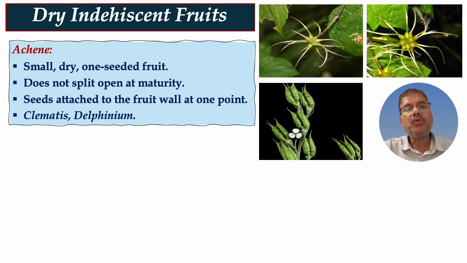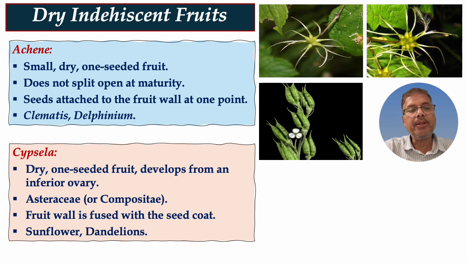Dry indehiscent fruits are single-seeded fruits that do not open to release their seeds when mature. Instead, the seed remains enclosed within the pericarp until germination or decay. An achene is a small, dry, one-seeded fruit that does not split open at maturity. It is characterized by the seed being attached to the fruit wall at one point. Examples are clematis and delphinium.